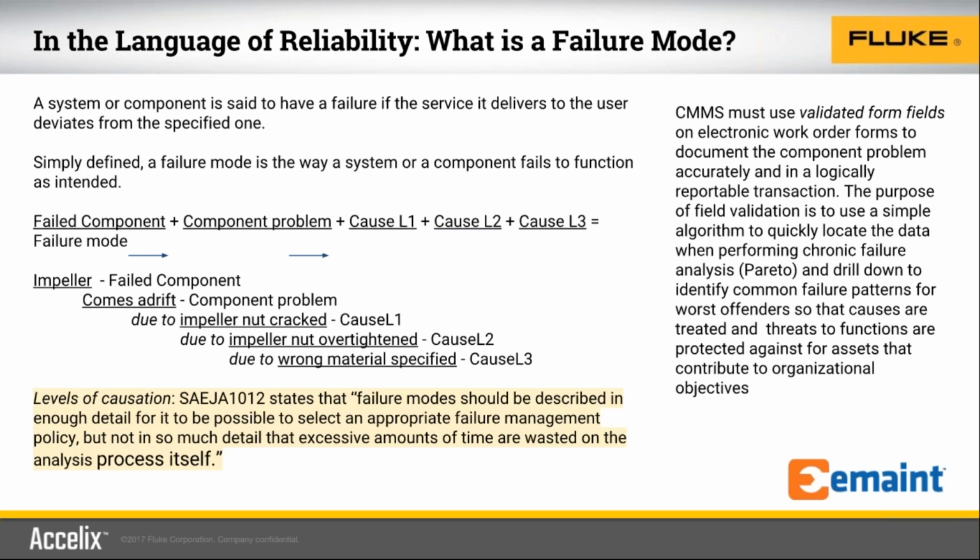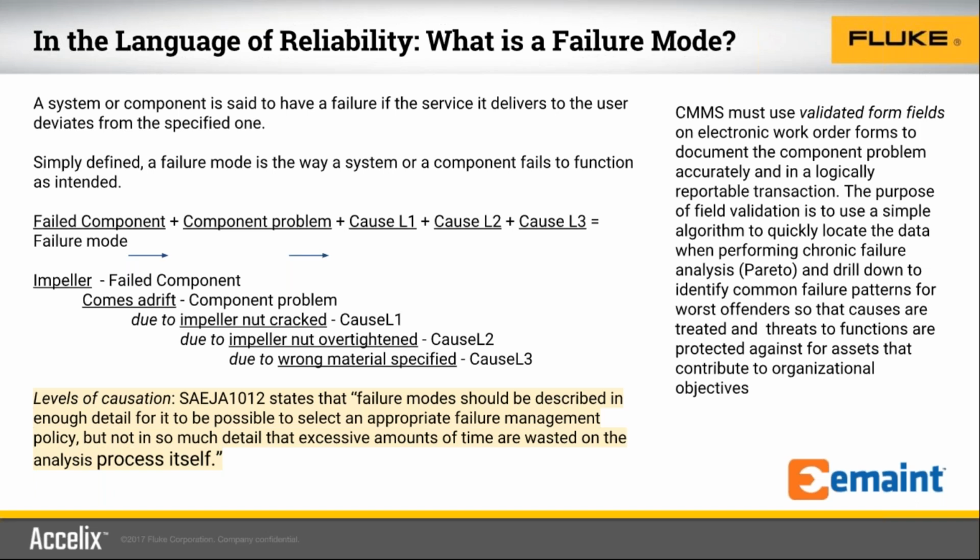So failure modes, very simply, what is a failure mode and where are we getting our Pareto analysis from? Failure mode is an object. It's the problem that essentially is noticed, and then what are the different levels of causes as necessary. So I have levels of causation down there, and this comes from SAE JA1012, which is a guidance document for reliability-centered maintenance. If you look there, for example, you have an impeller, which is the failed component. The component problem comes adrift, and then you always say due to, right, impeller nut cracked. And then if you need to go to another level of causation, you go down to impeller nut was over tightened, and then due to wrong material specified, or due to training issue.